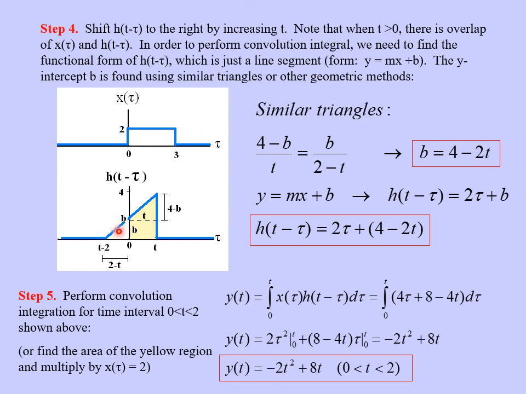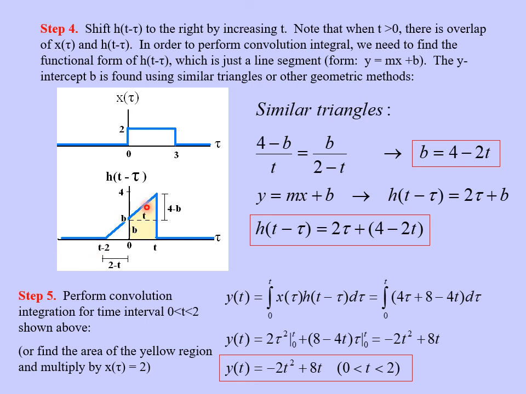When we shift t positive a little bit, so it looks like this, now there is overlap between x and h. The tricky part of this problem, and again, I'm not going to go through all the details here, is finding a functional form of h of t minus tau. You can see it's a segment of a line, so you can try to figure out the slope and all that.